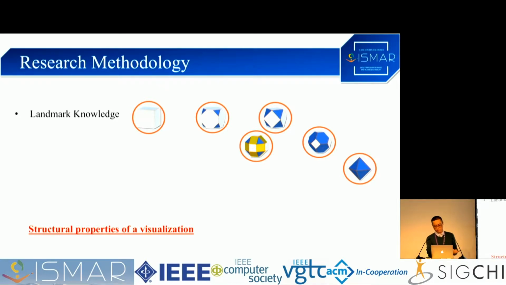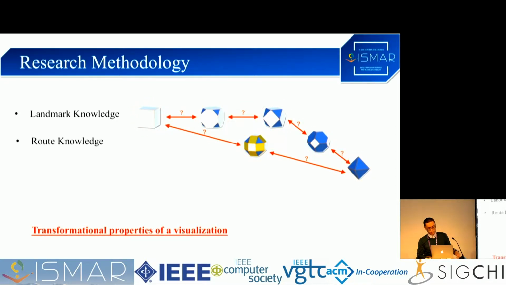The first one is landmark knowledge, which represents possible stages of a transformation, and it basically indicates how well users can understand the structural properties of a visualization. And also we can have route knowledge. It's like how the shape is transformed from one to another, and it indicates users' understanding of the transformational properties of the 3D visualizations.